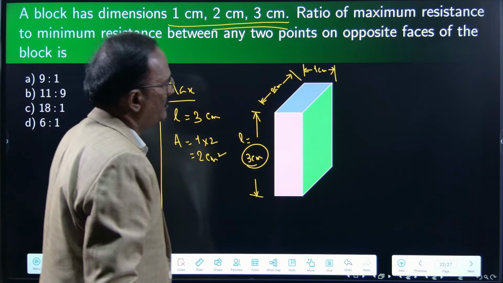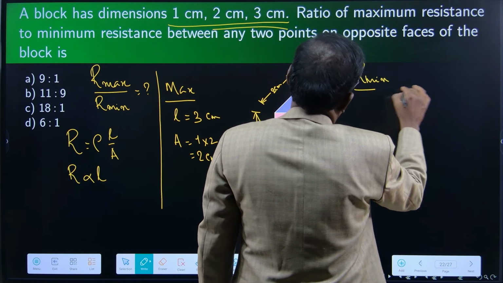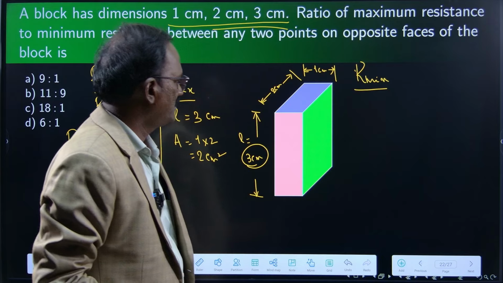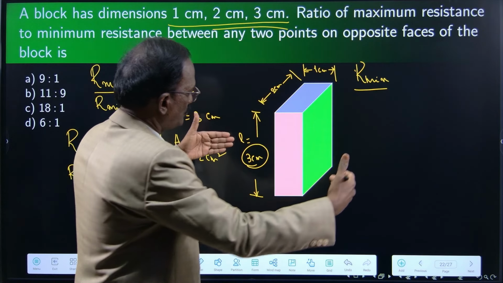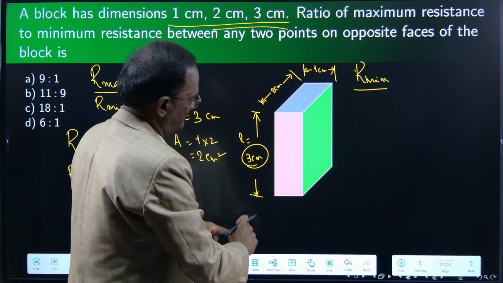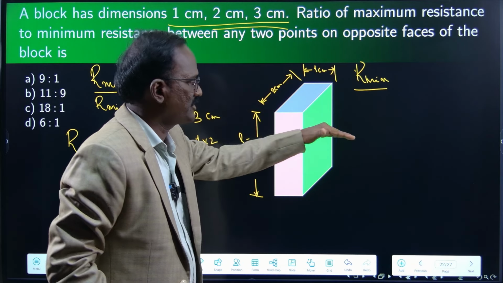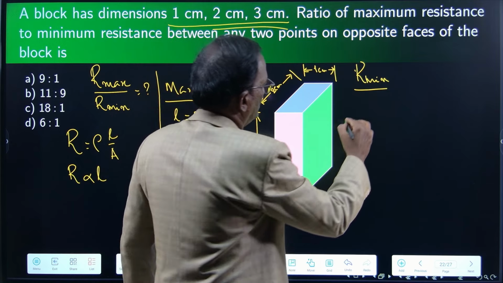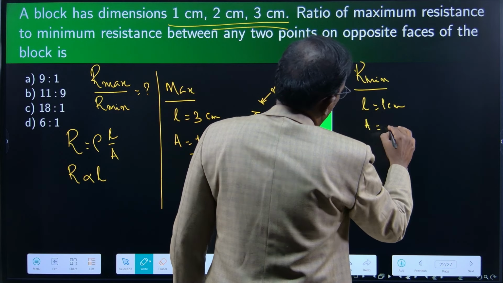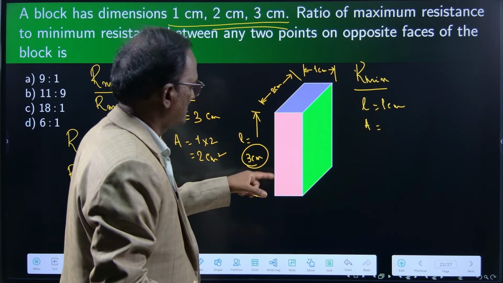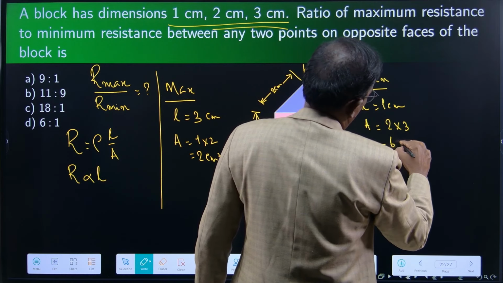L and A. For minimum resistance, for R minimum, the L must be the minimum one, 1 centimeter. So you have to connect the battery this way. The current must be flowing from the left hand side to right hand side, right? So L is 1 centimeter, then area is equal to the others, 2 into 3, 6 centimeters square.